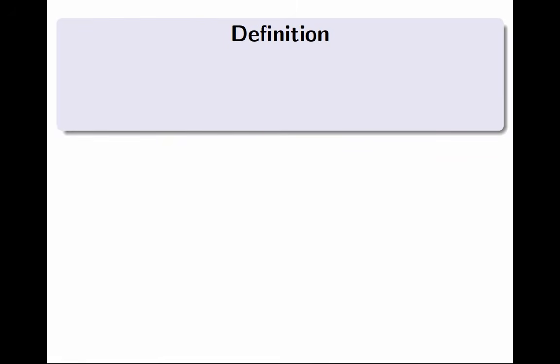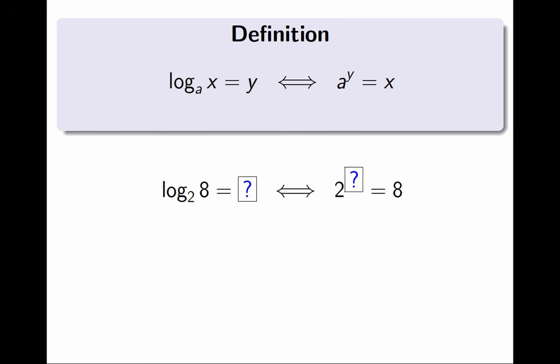First, let's recall the definition of logarithms that you learned in high school. When I say that the logarithm in base a of x is a number y, it means that a to the power of y equals x. For example, if I want to compute the logarithm in base 2 of 8, I am asking, which power of 2 equals 8? I can just guess, it is 3. So the logarithm in base 2 of 8 is 3. That's it. This definition is simply saying that the logarithm in base a is the inverse function of the exponential with base a. Nothing more.